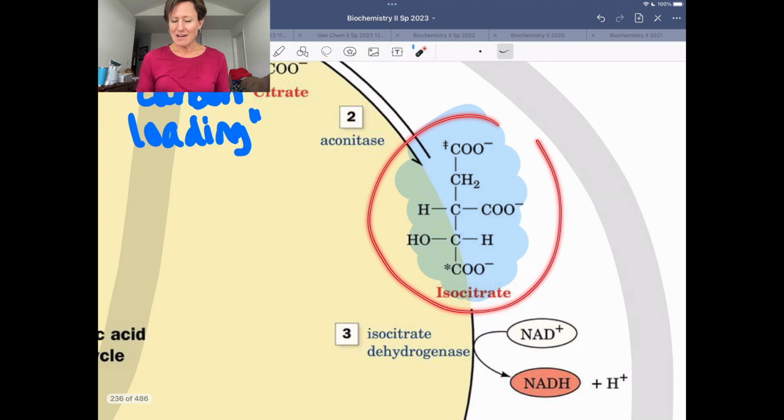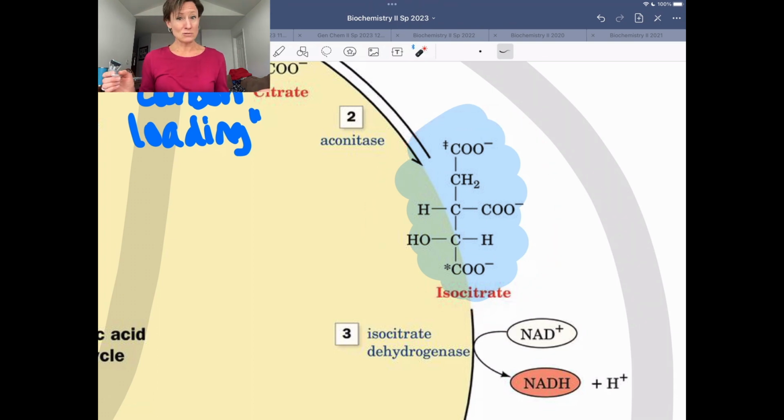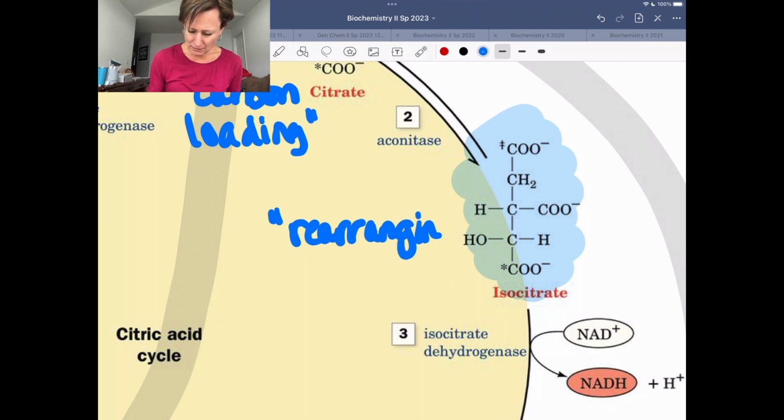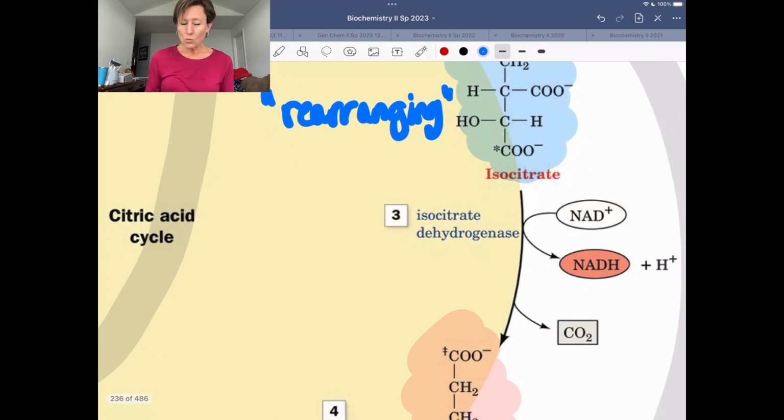Now, we highlighted this guy as a beta-keto acid. And you're like, I don't see that as a beta-keto acid. It's a hidden or disguised beta-keto acid, because of what we're going to do in the next step. Let me label these. So that was carbon loading, and then we did rearranging. Okay, so we made citrate into isocitrate, and now we are going to have oxidative decarboxylation.